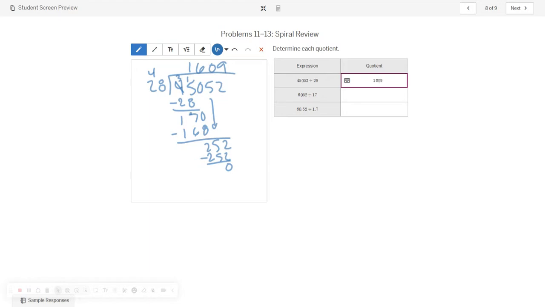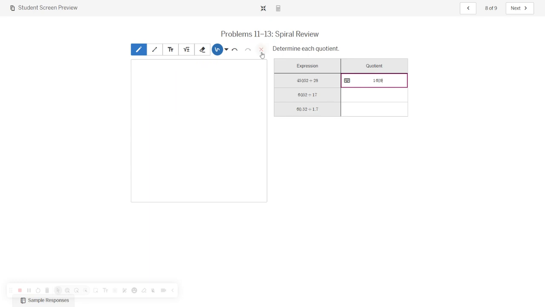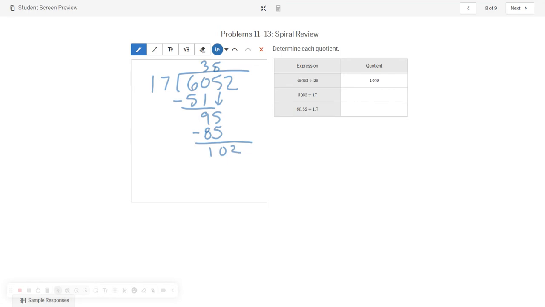The other two are the same problem. So let's clear this. I've got 52 divided by 17. And I'm going to go with 3 times is 51. Subtract, get 9. Bring down the 5. I get that is 5. Would be 35, but that'd be 85. Subtract 102, and that's going to be 6 times exactly. I'm looking at my multiplication chart for this one. The first one was there as well.